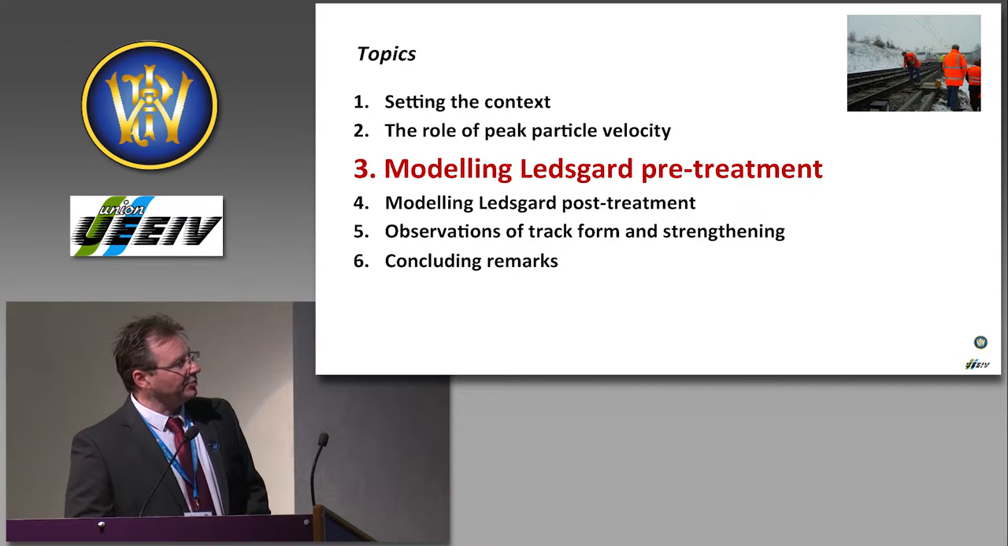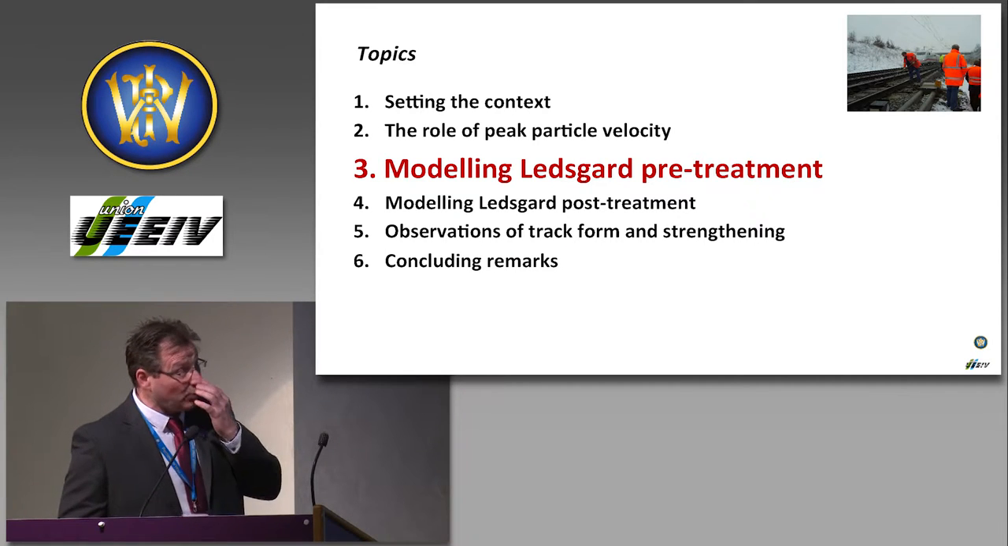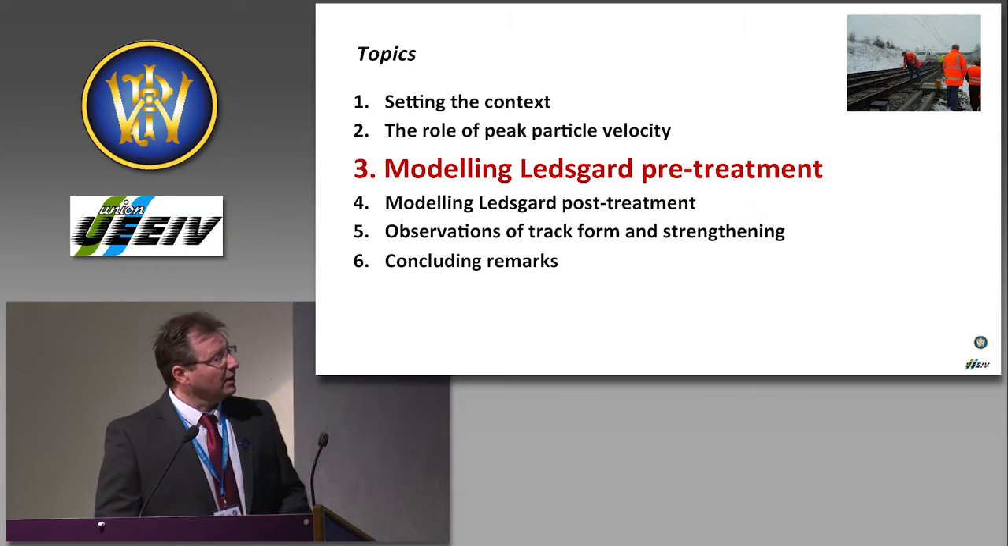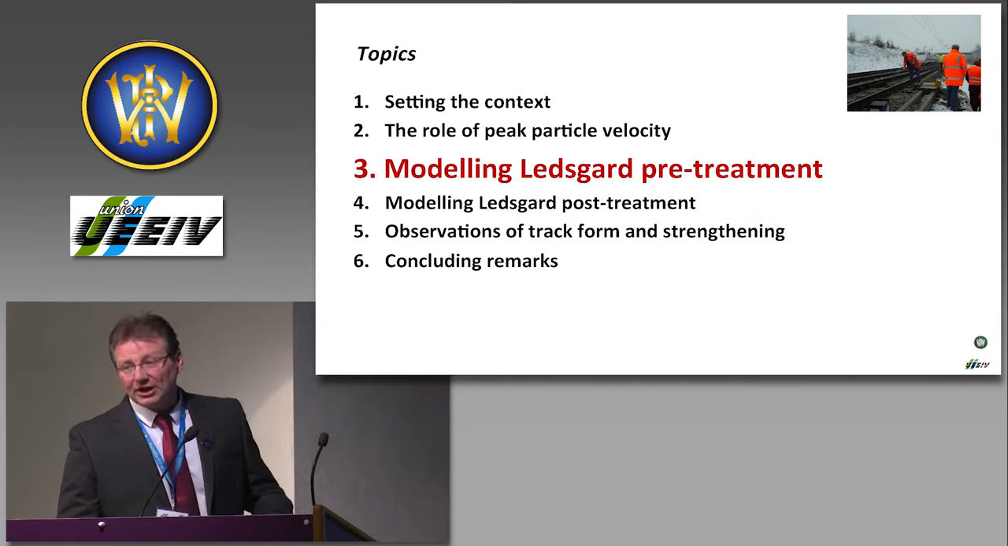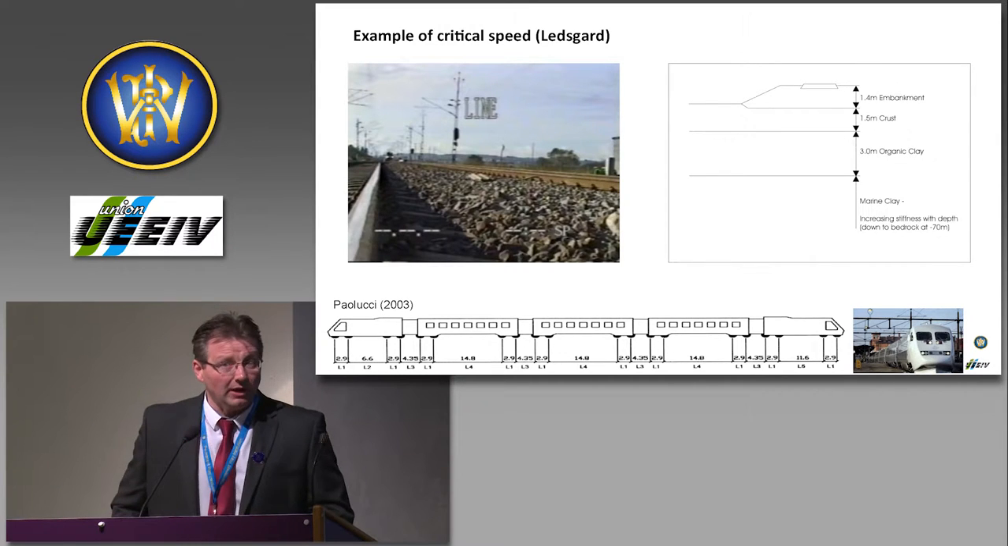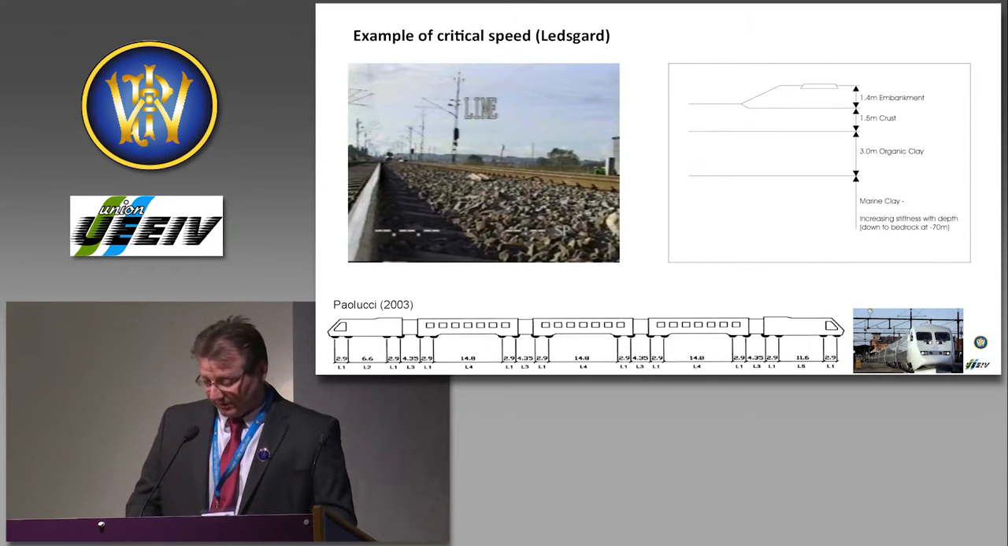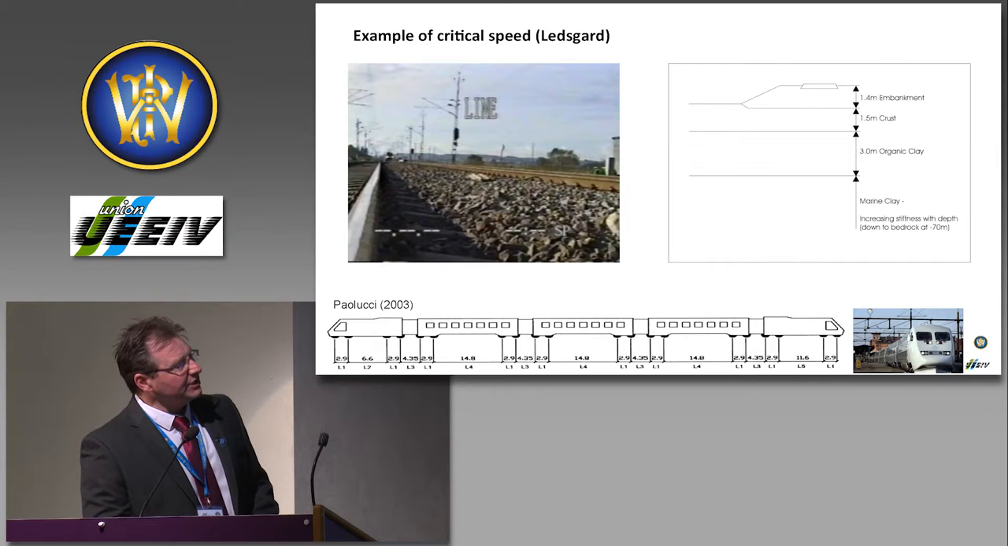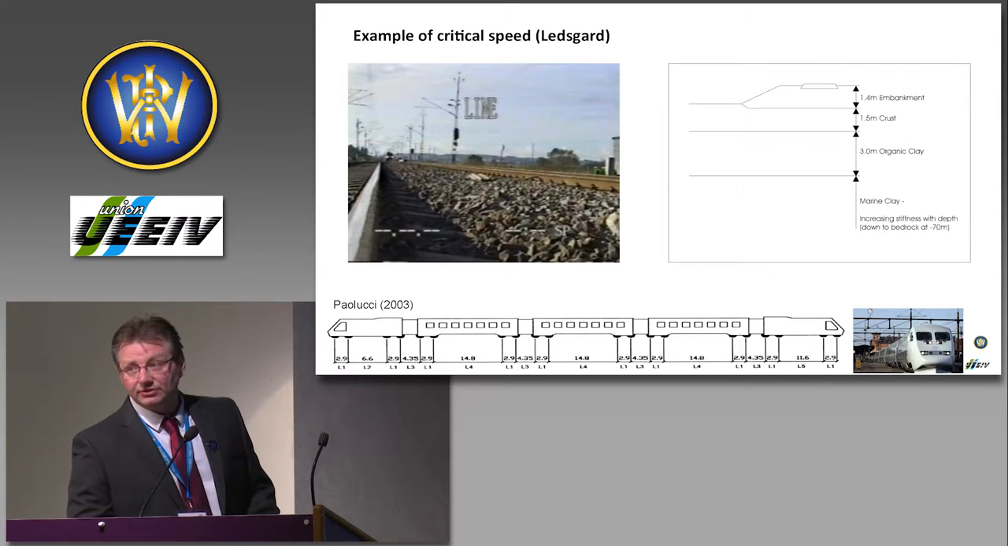Modelling of the Leeds Guard pre-treatment, and we do this because it's a well-established site which has been analysed, and it acts as a calibration check for the codes. This is on the Gothenburg to Malmo line, which was experiencing critical velocity. And notice you have 3 metres of material before you actually get to the organic clay: 1.5 metres of embankment, granular material, the crust material, and then you get to the organic clay. The organic clay was the issue. It was causing the critical velocity problem.